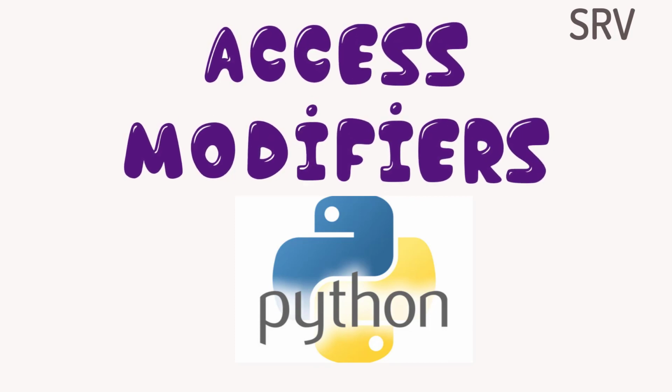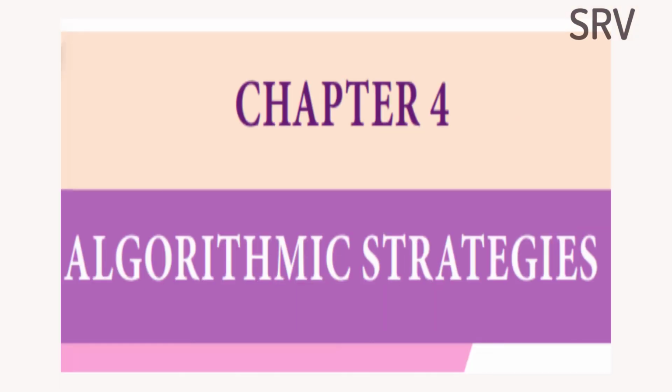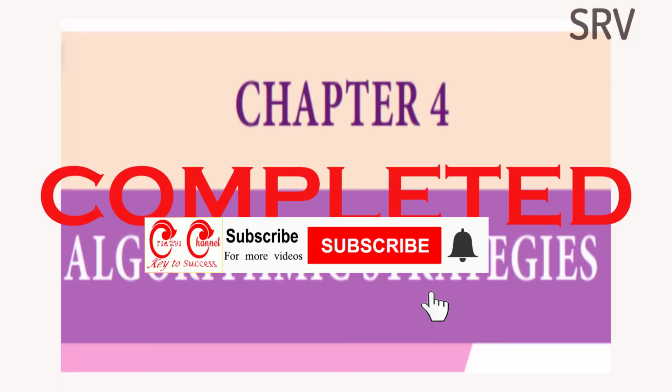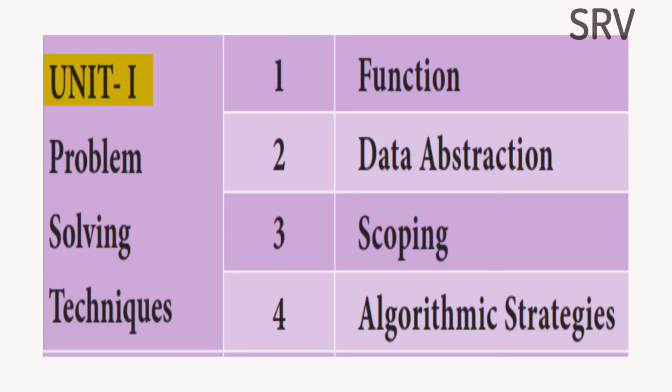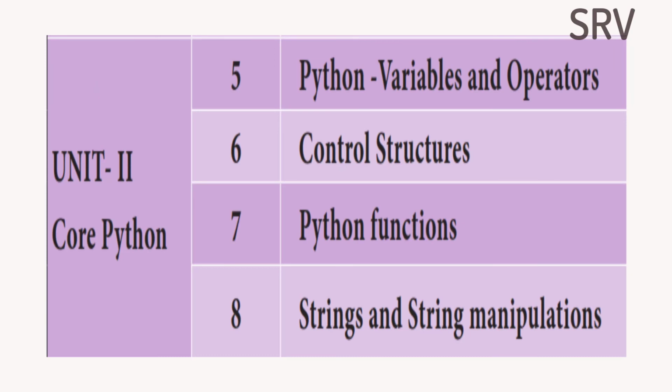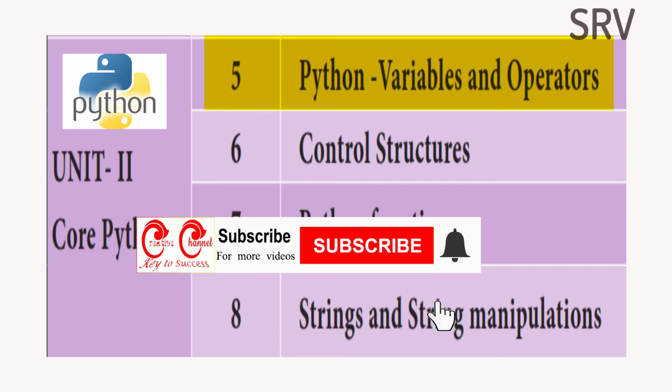So, through this video, we have completed Chapter 3 Scoping, and we have already studied Chapter 4 Algorithmic Strategies. So, through this video, we are completing Unit 1 Problem Solving Techniques. In the next video, we shall start Unit 2 Core Python, Chapter 5 Python, Variables and Operators.